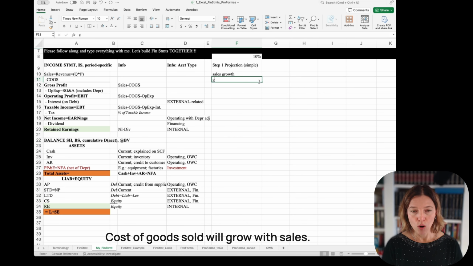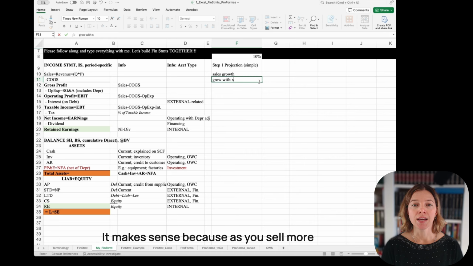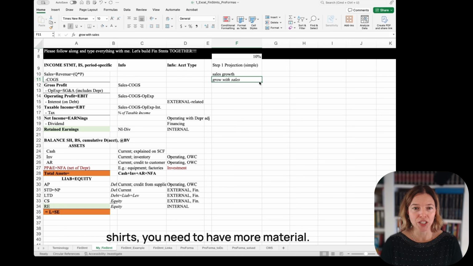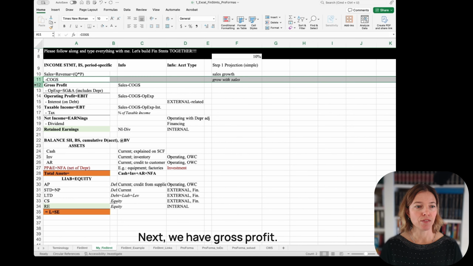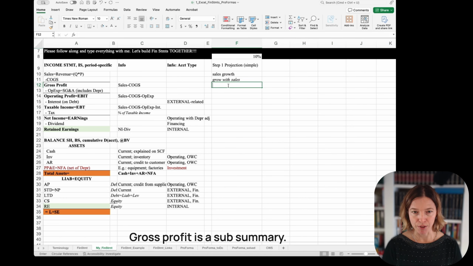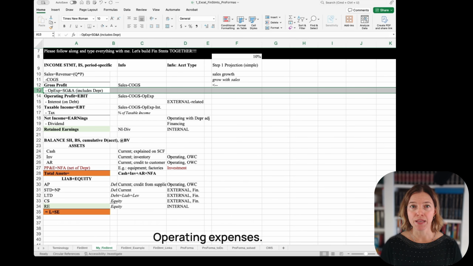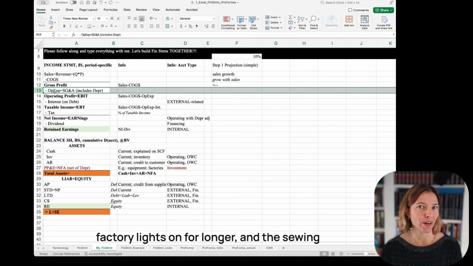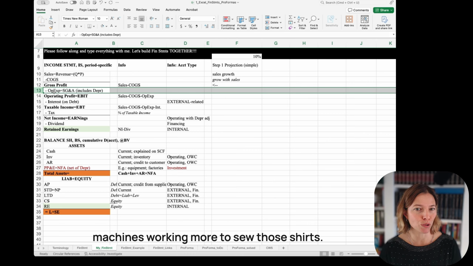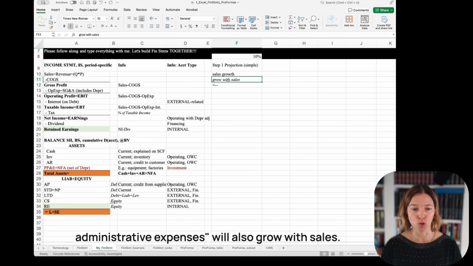Cost of goods sold will grow with sales. Why does this make sense? It makes sense because as you sell more shirts, you need to have more material. So cost of goods sold will be growing with sales too. Next, we have gross profit. Gross profit is a sub-summary, so we're just using the formula we've had before. Operating expenses: as you sell more shirts, you need to keep the factory lights on for longer and the sewing machines working more to sew those shirts. So operating expenses, sales, general, administrative expenses will also grow with sales.